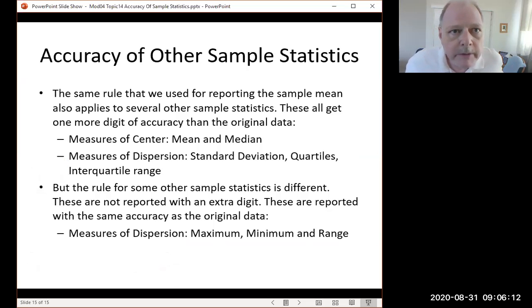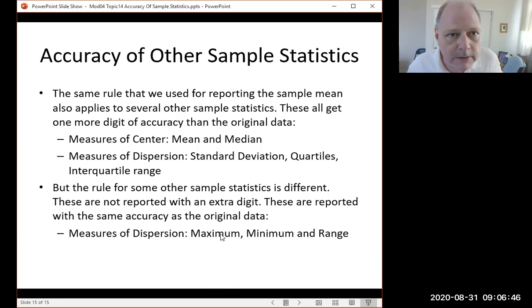So the same rule about adding the 1 extra digit applies to several other sample statistics, most of the ones we know about. There's the mean and the median for measures of center. There's the standard deviation, the quartiles, and the interquartile range for the measures of dispersion. There are only 3 that are reported with a different rule from the others. You do not add the extra digit for the maximum, the minimum, and the range.